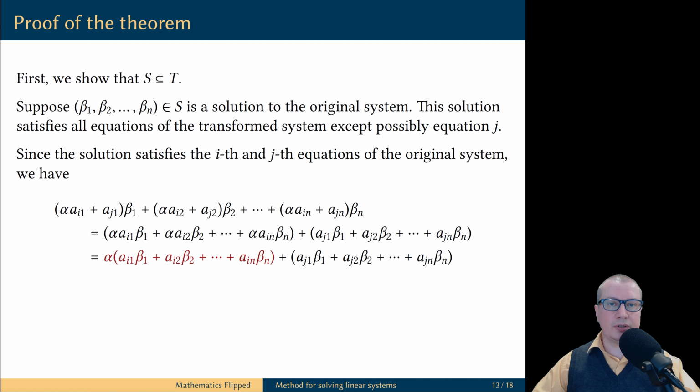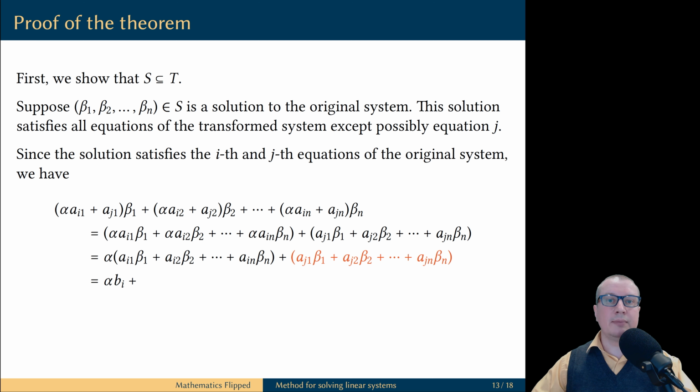Now look at the first group. What we have inside the parenthesis is the left-hand side of equation number I of the original system. And we know that betas satisfy this equation. Therefore, what we have inside the parenthesis is equal to the right-hand side of equation number I of the original system. Similarly, if you look at the second group, what you have inside the parenthesis is the left-hand side of equation number j of the original system. And because betas are a solution of the original system, they satisfy all equations in that system.